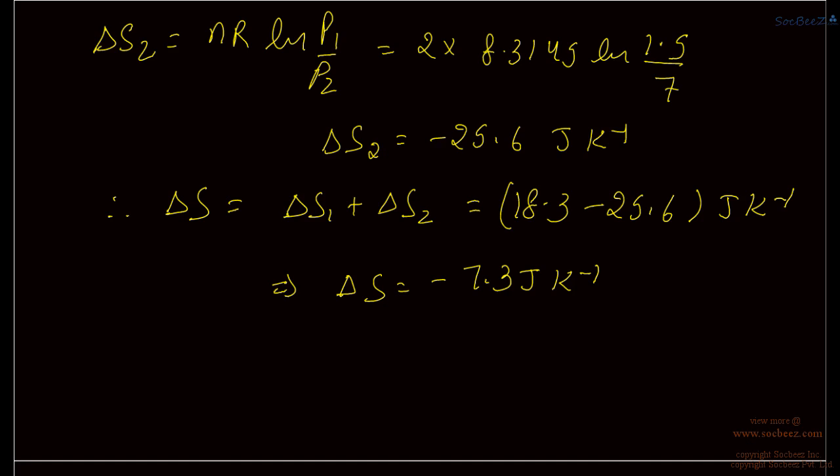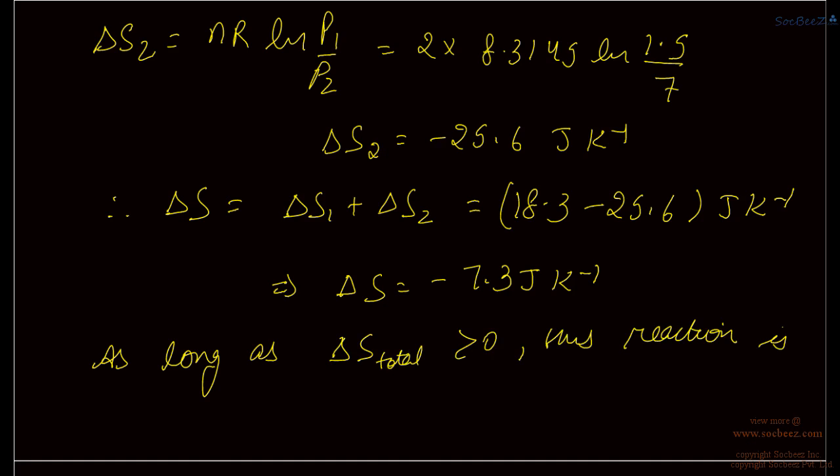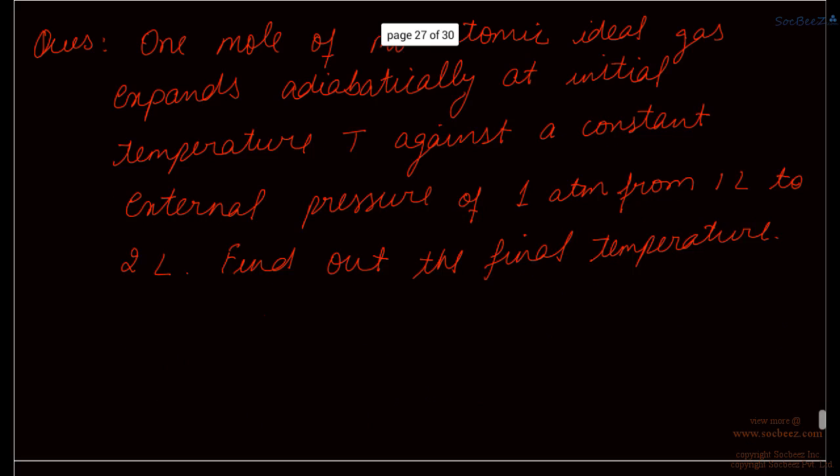So this negative value of entropy change is allowed for the system as long as the increase in entropy elsewhere results in a total increase in entropy for the universe greater than 0. So as long as delta S total is greater than 0, this reaction is spontaneous or allowed. So it depends on the entropy of the surroundings how much it is allowed or how much it can be made spontaneous. Now let's discuss another question.